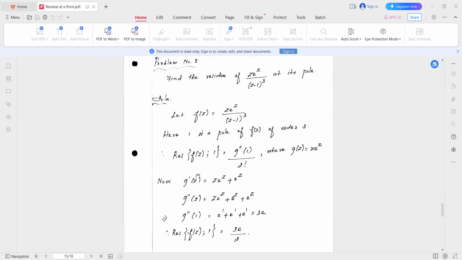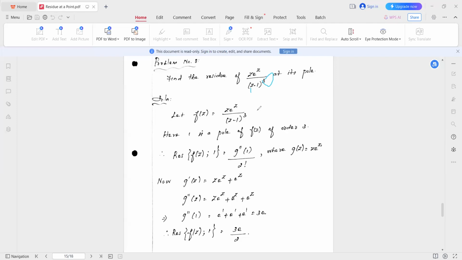Next problem. Find the residue of z e power z by (z minus 1) the whole cube at its pole. We are going to find the residue of the given function at its poles. Note that this function has only one pole, which is 1. 1 is a pole of order 3.